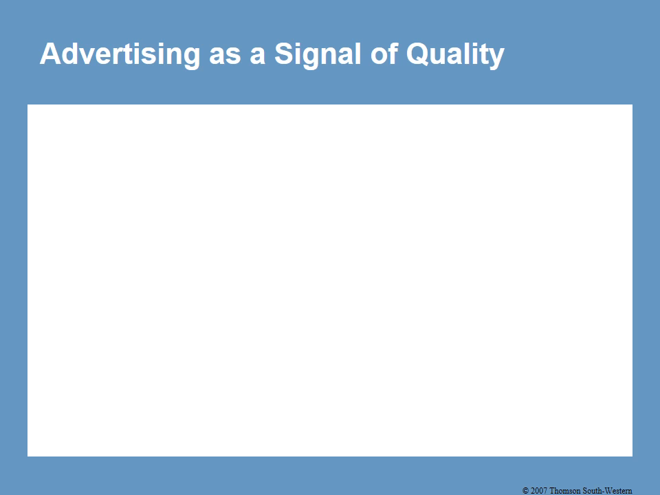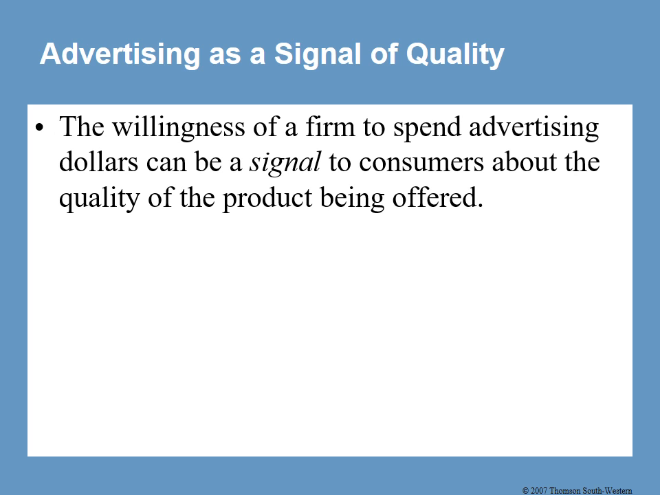Going back to talking about the information that you can get from advertising, something that, for the record, you may see on the AP test. Of all of this, when it comes to advertising, this is one that you may actually see. The idea that advertisements can provide information to consumers, we call that signaling. So the willingness of a firm to spend advertising dollars can be a signal to consumers about the quality of that product being offered. Think about your Super Bowl commercial, okay?